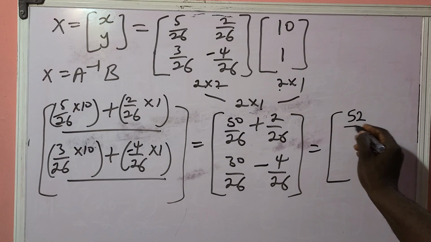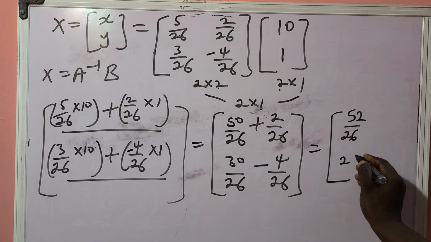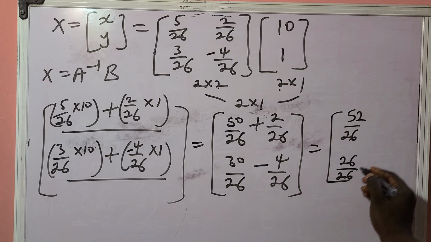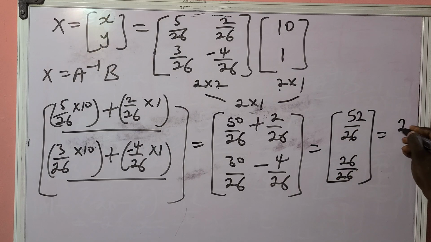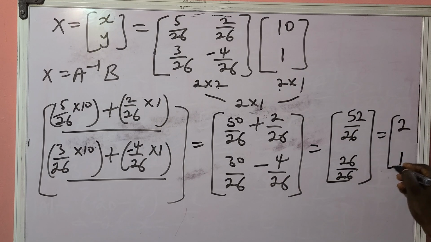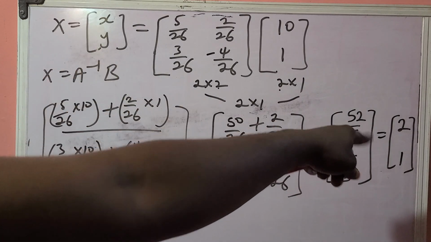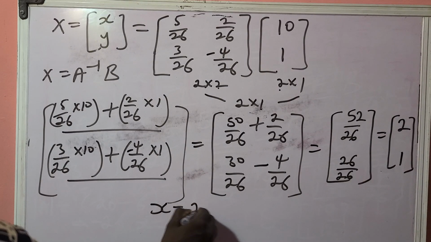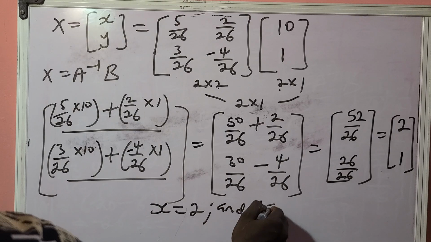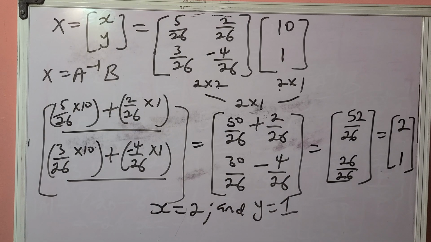So going on to resolve this, we have 52 over 26. This was the reason why I was trying to preserve the denominator so that it will be quite easy. So we have 52 over 26, which is 2, and 26 over 26, which is 1. So we've been able to get the value for our matrix X. And if our matrix X contains the values x and y, and we've gotten 2 and 1, this means that x is equal to 2 and our y value is equal to 1. So this is how you solve simultaneous equations using the matrix method.